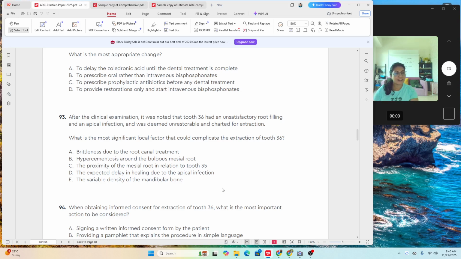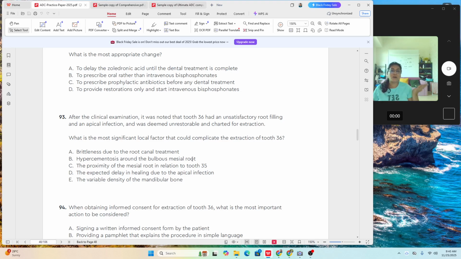Very nice word they have given, local factor, okay? Local means what? Related to the tooth. Anything else is a systemic factor. So, brittleness due to root canal treatment, you can consider it's a root canal treated tooth. Hypercementosis around the bulbous mesial root.